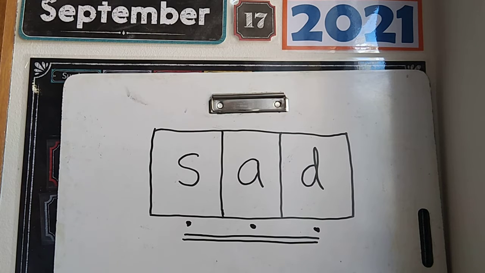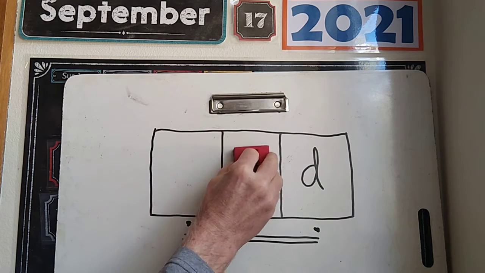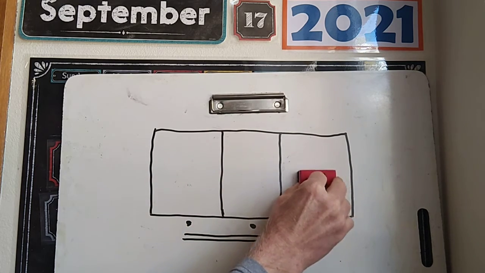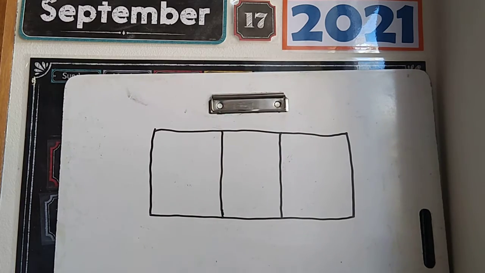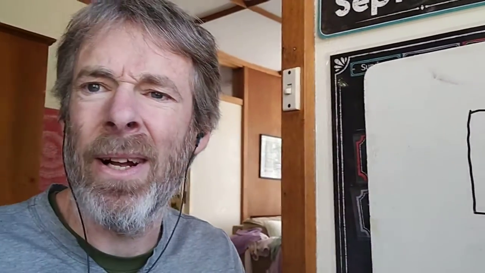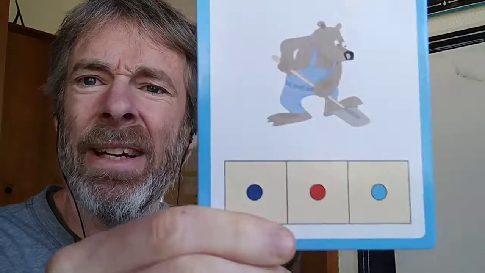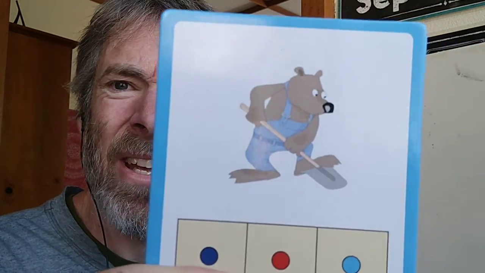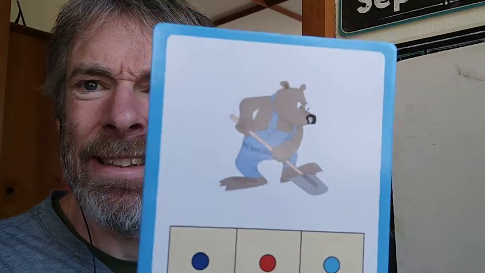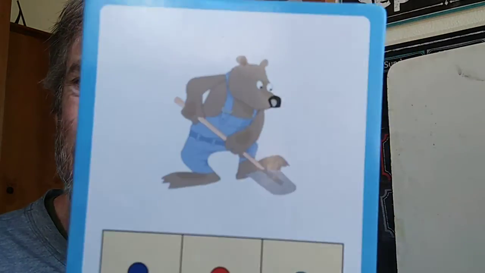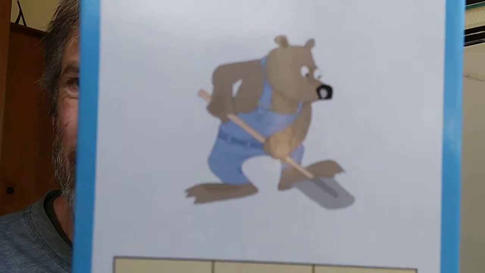We're going to do another one. Let me erase the S, erase the A, and I'll erase the D. Okay, now are you ready for the next picture? All right, our next picture is this. It is some sort of animal, maybe a bear. And what is the bear doing? Dig. So our word for this one is dig. You see he's got a shovel there. Oh, it's a little blurry.